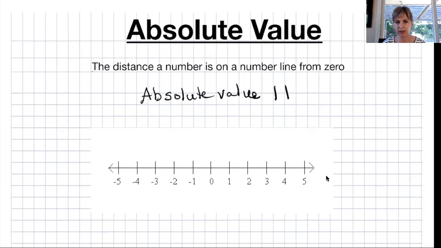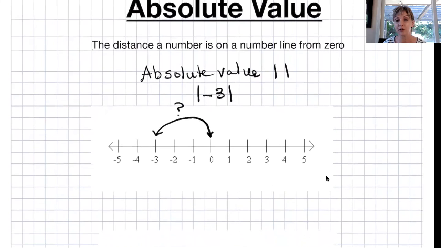Okay, so let's say I want to know how far -3 is from zero. What's the absolute value of -3? That means how far is -3 from zero? How far is this distance right here? That's what I want to know. And like I mentioned before, it doesn't make sense to say it's -3 away, right? So what we say is that it is 3 away. So the absolute value of -3 is 3.